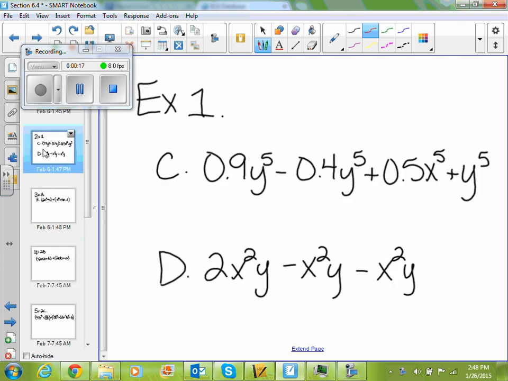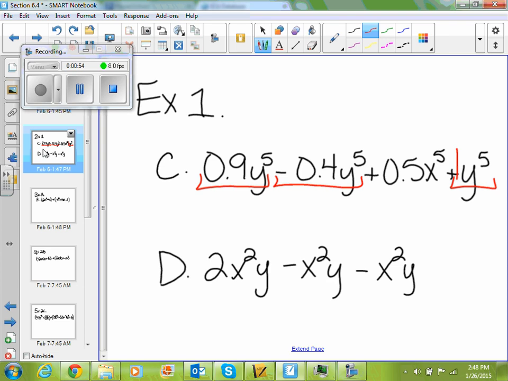We'll look at example 1C. So we are combining our like terms by adding and subtracting polynomials. If I'm given 0.9y to the fifth minus 0.4y to the fifth plus 0.5x to the fifth plus y to the fifth, you can only combine things that have the same letter and the same exponent. So we have a 0.9y to the fifth, a 0.4y to the fifth, and a 1y to the fifth. So we're going to combine those.